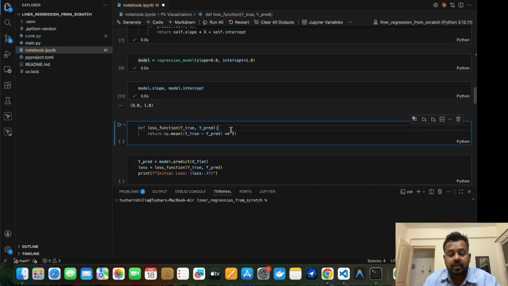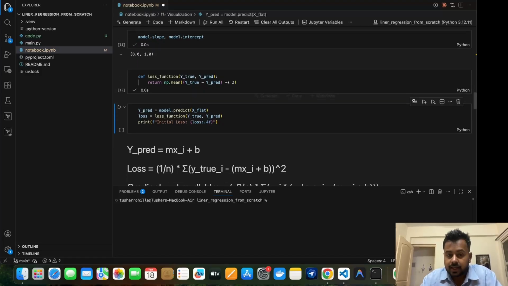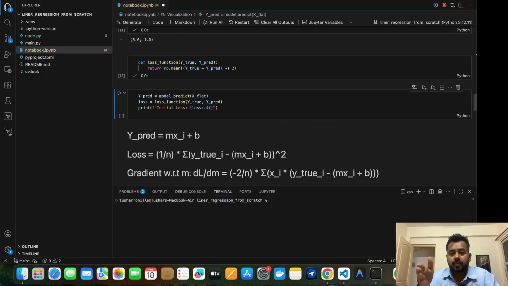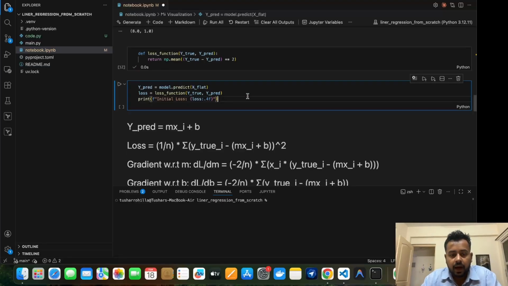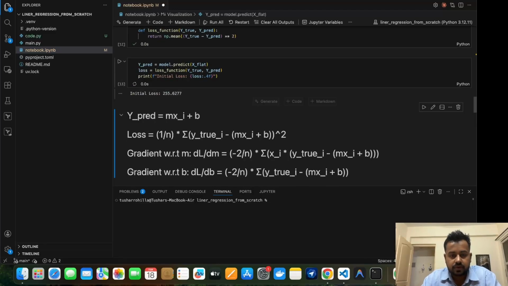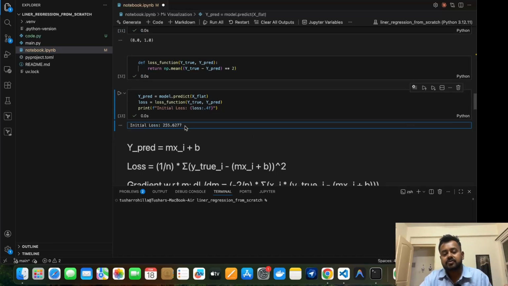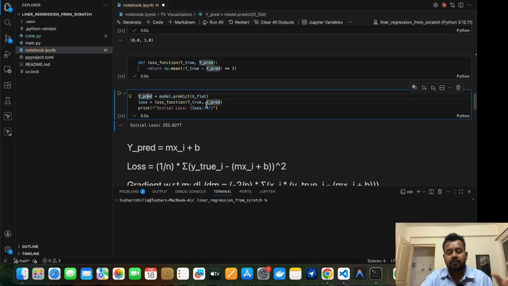So here we are defining the loss function, which I showed you in the theory part as well, equal to the mean of y true minus y predict, whole square. And here we are checking what is the initial loss we are getting. This is the initial loss, which is pretty high. We are passing the x values to model dot predict, getting some y predict, and taking the loss between y predict and y true, to see how dissimilar they are.